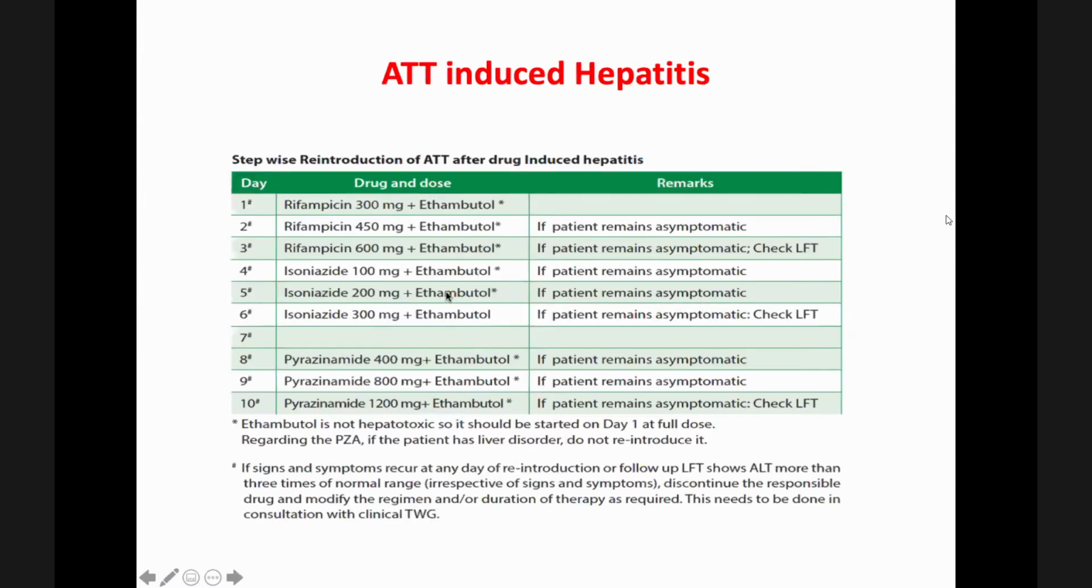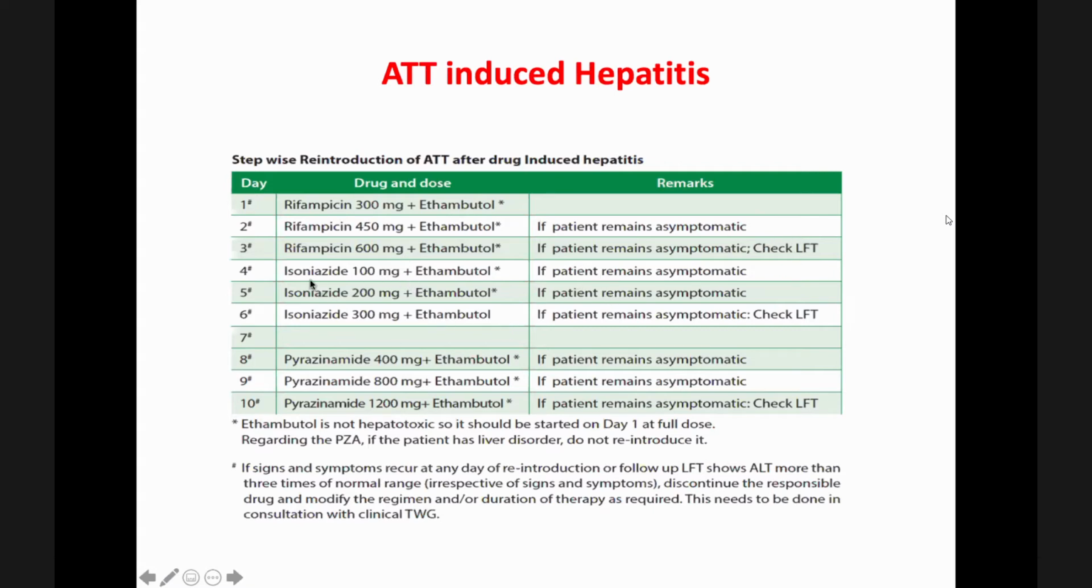So how to reintroduce the drugs? Stepwise reintroduction of ATT after drug-induced hepatitis. On the first day, you give rifampicin plus ethambutol. Ethambutol you continue, and rifampicin you increase the dose to 450. Continue. If the patient is asymptomatic on day 3, give rifampicin 600 milligram plus ethambutol, and again check the liver function test. Okay, so the liver function test is normal.